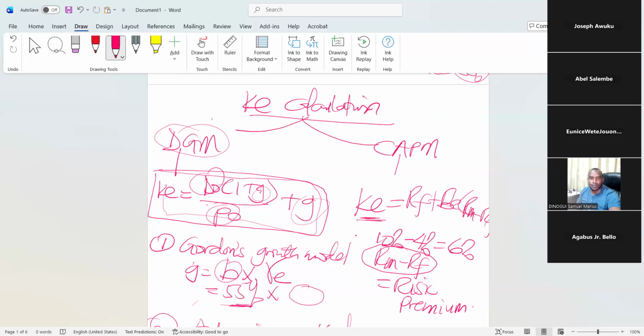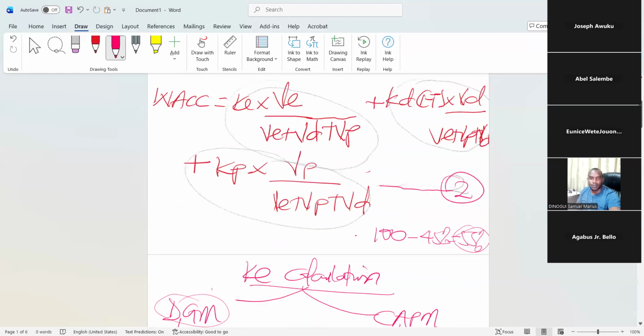So that is it. The first one I've touched on is KE, calculating KE in the formula, where you can calculate KE using the dividend growth model or the capital asset pricing model. And the G, he may decide to worry you with the G using either the Gordon's growth model or the averaging method.